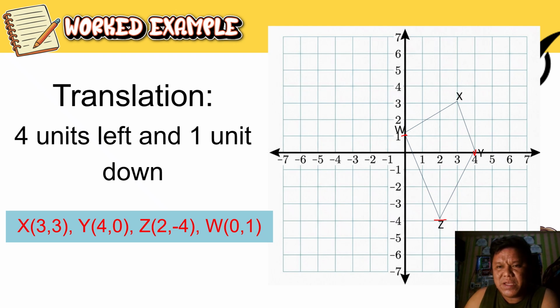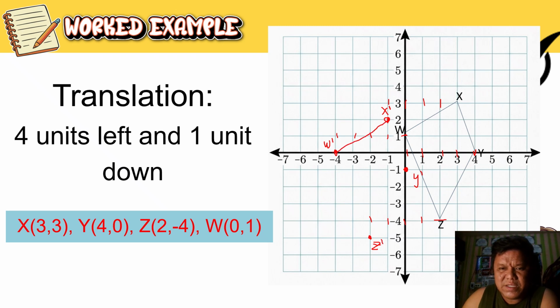So, let's start with X. 1, 2, 3, and 4, and down count 1. So, this is now our X, the image of X. How about W? 1, 2, 3, and 4, and then down 1. So, nandito na po yung W, the image of W. Next, Y is 1, 2, 3, and 4, and count 1 down. So, this is our Y. Then Z is 1, 2, 3, and 4, and down 1. So, this is now our Z, the image.